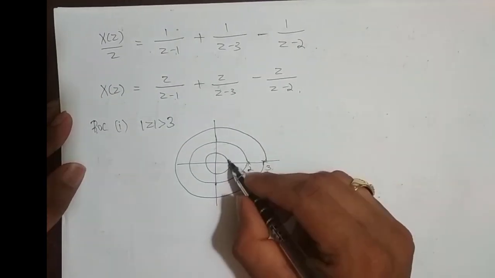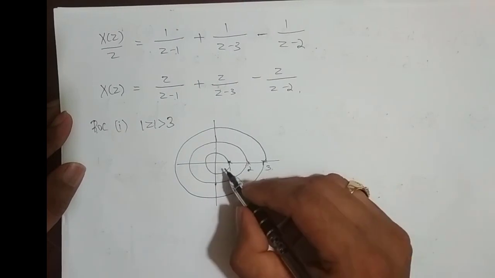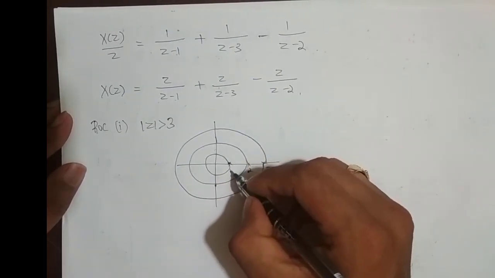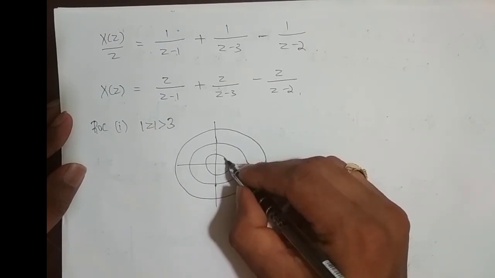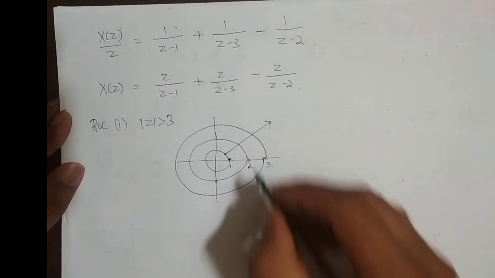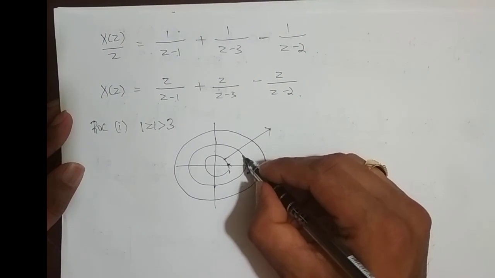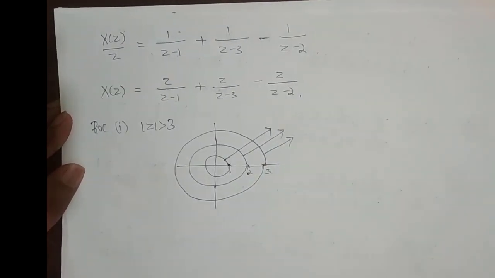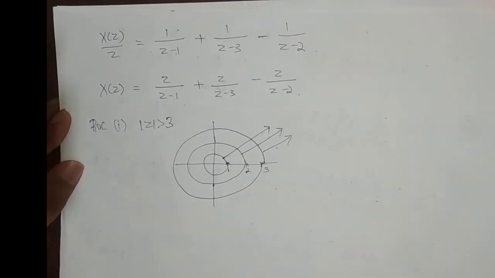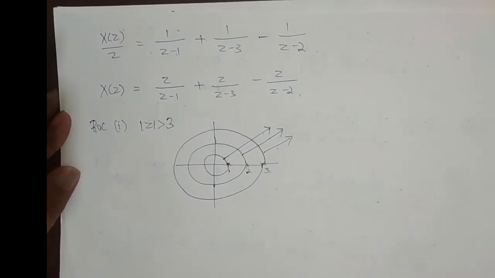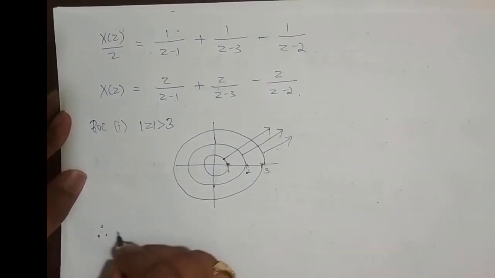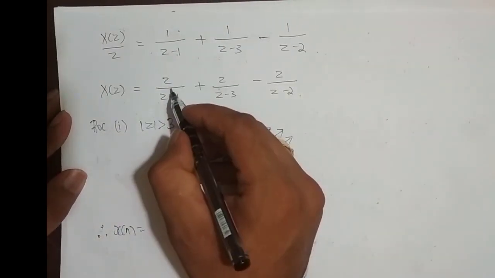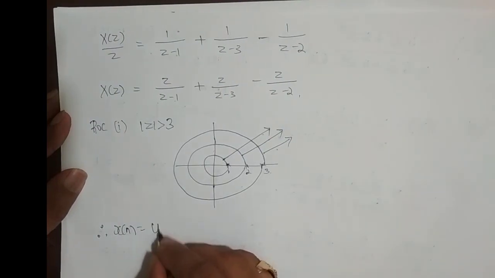In the sense, the ROCs of all three sequences should intersect. For that, the circle corresponding to pole 1 should be a right sided sequence, the circle corresponding to pole 2 should be a right sided sequence, and pole 3 should also be a right sided sequence. Then only will all three ROCs intersect. Therefore, what is x of n? All three are right sided, right? What is the inverse Z transform of this if it is a right sided sequence? It is u of n, right?